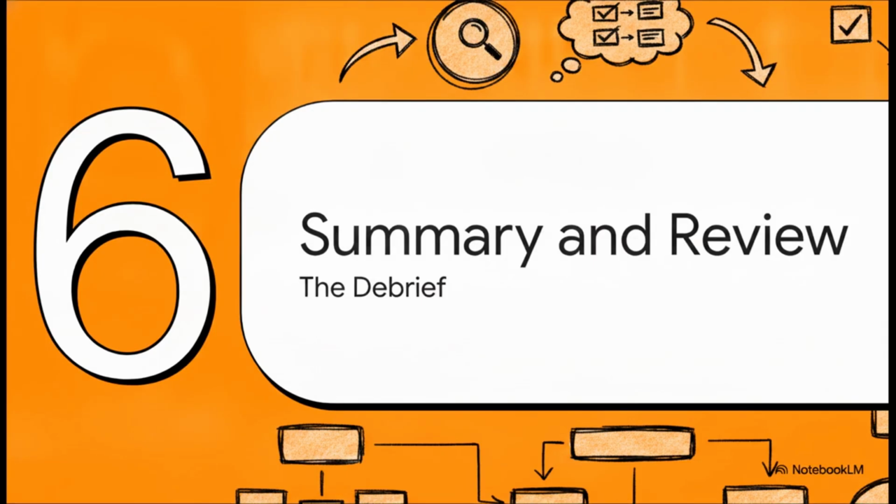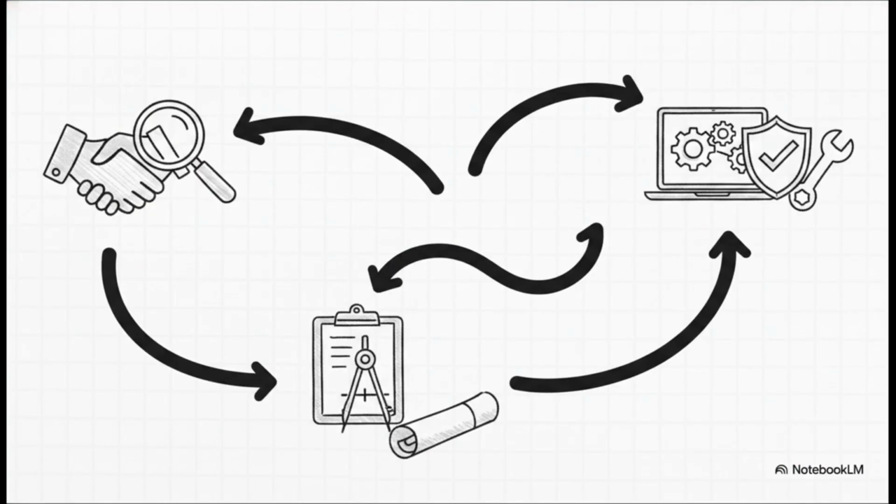And finally, we arrive at Phase 6, Summary and Review. Time for the debrief. Let's wrap up this developer's essential team roadmap and look at how this machine operates as one cohesive unit. It really is a beautiful flow of accountability.